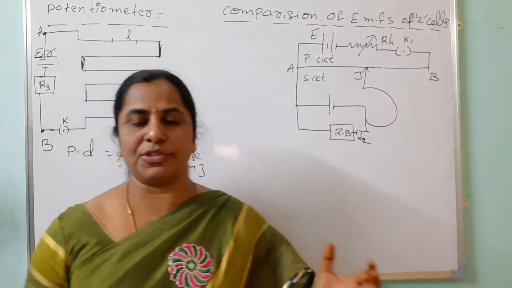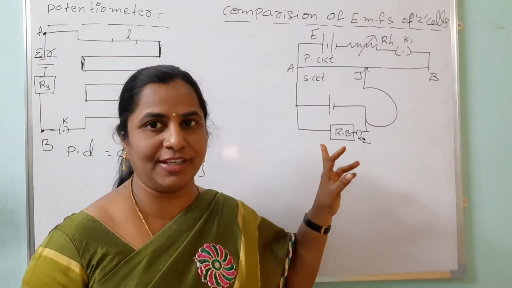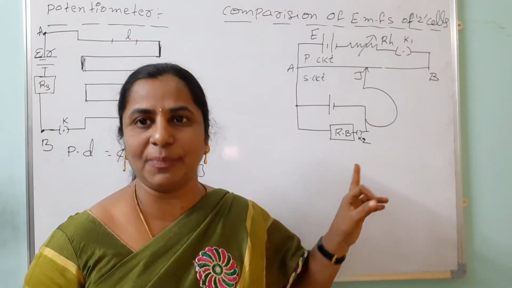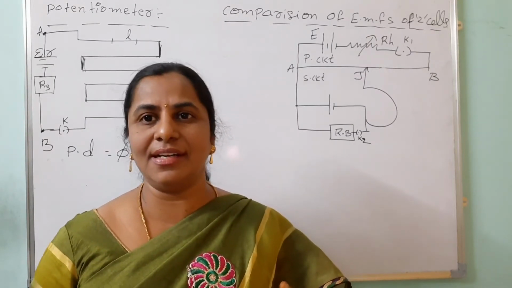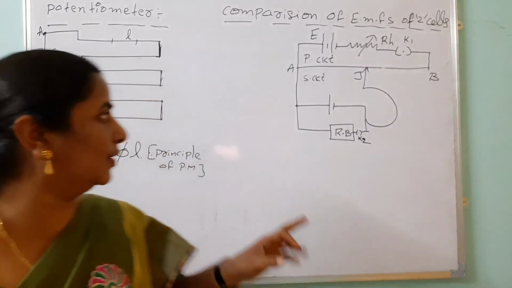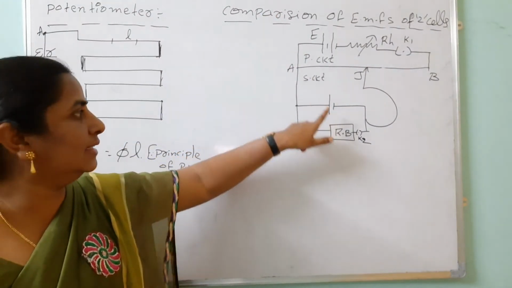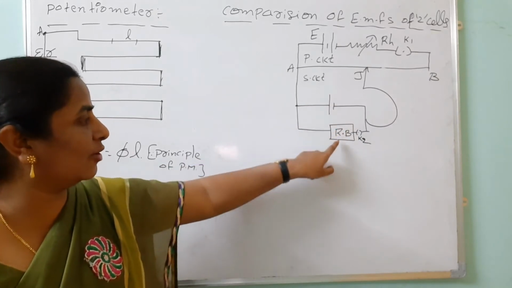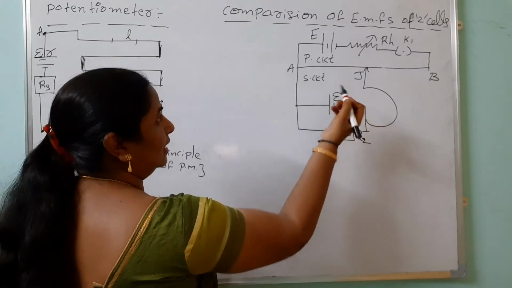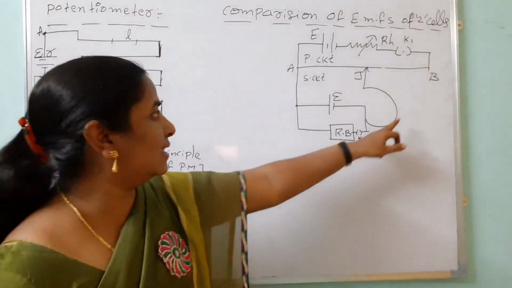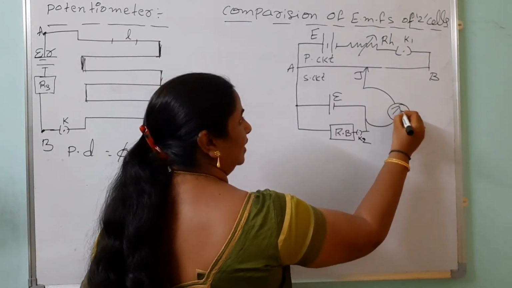The previous question I have posted, that application is comparison of the cells. But now look here, this is one more application of the potentiometer. In this, we can find the internal resistance of the given cell. Look, same as before, this is the primary circuit, this is the secondary circuit. We are taking one resistance box across the cell, and we should find the internal resistance of this cell. This is the epsilon. Now this is the jockey. The jockey is connected to the galvanometer. We are using one galvanometer.